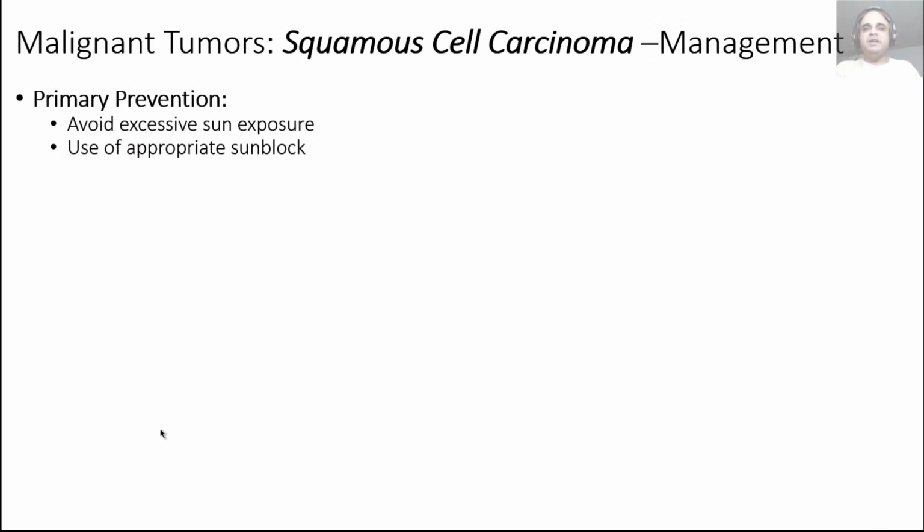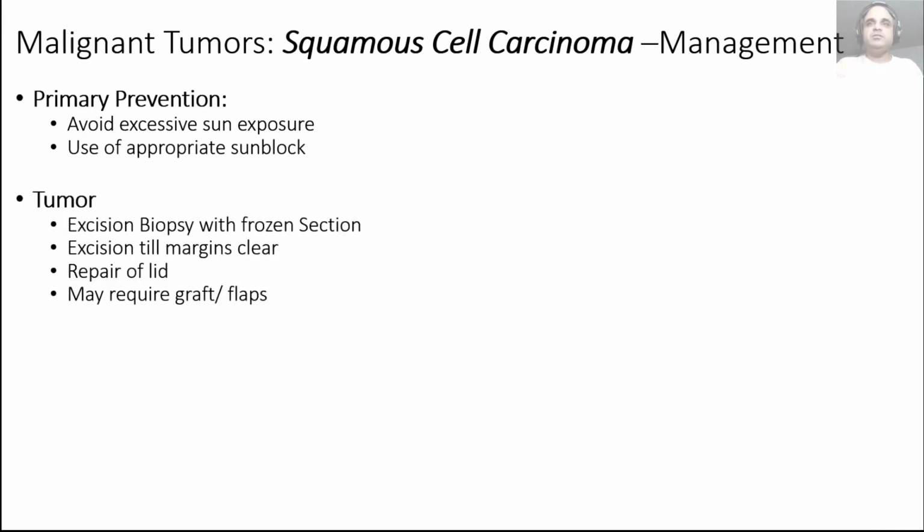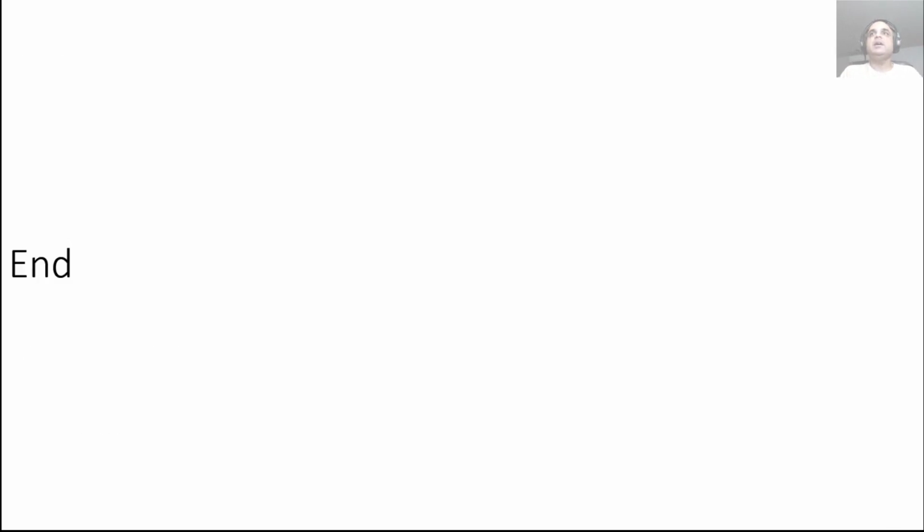Again, the management is very similar to basal cell carcinoma. Primary prevention in the form of avoiding sun exposure, use of sunblocks, excision of tumor with frozen section, excising till the margins are clear, repair of the lid if necessary, if the defect is too large and may require grafts or flaps, and you require an ocular plastic surgeon to do it.